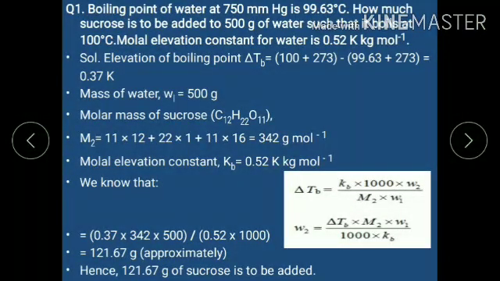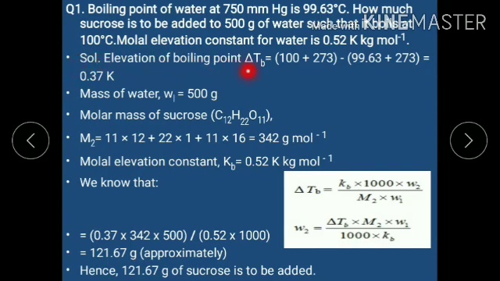Look at the question. The boiling point of water at 755 mmHg is 99.63 degrees centigrade. How much sucrose is to be added to 500 gram of water such that it boils at 100 degrees centigrade? The molal elevation constant for water is 0.52 kg per mole. This is the value of elevation in boiling point, delta Tb. You have to find the mass of the solute.